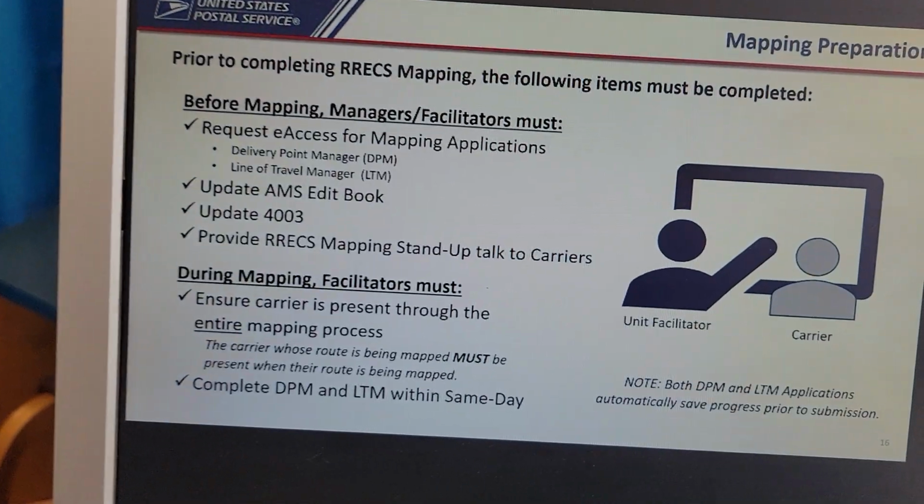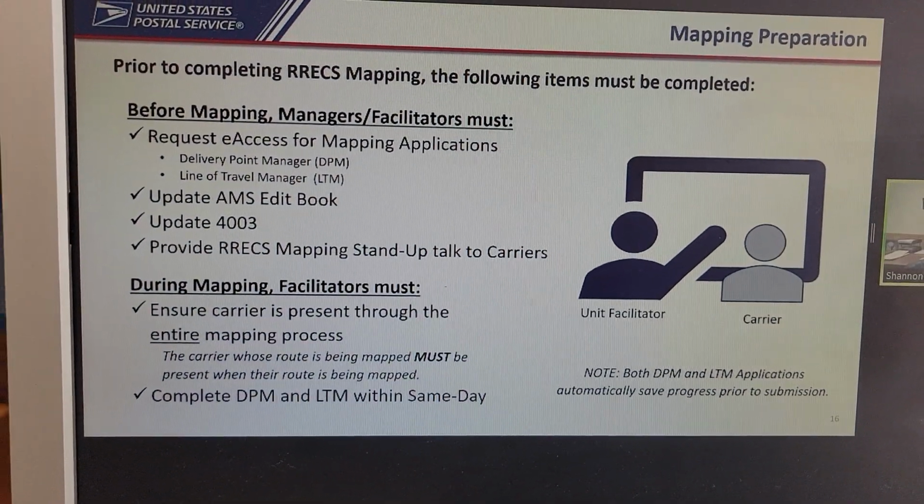So for your mapping preparations, what you need to do before you begin the mapping process. Well, we talked about two applications, LTM and DPM. So you got to get access, and you have to have access for each of those applications. So two separate requests here. But it does get a tad bit tricky.